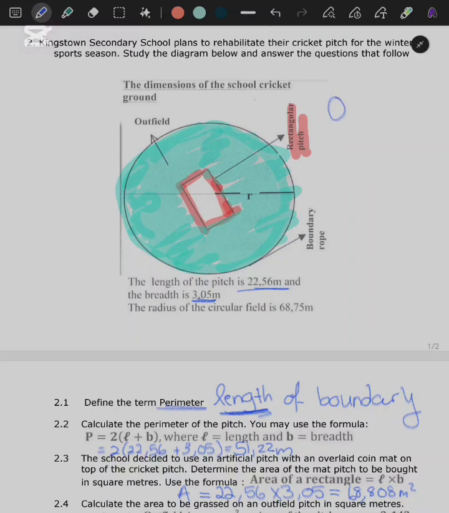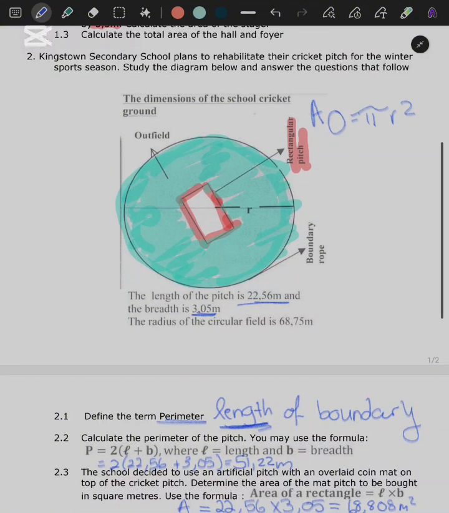So the area of a circle, they tell us, is pi times radius squared. And we just fill in the information we know. So we know that pi is 3,142. That's the value you're going to use in Maths Lit. Our radius of our circle, they tell us over here. Just be careful that we're given radius and not diameter. In this case we are, so it's 68,75.